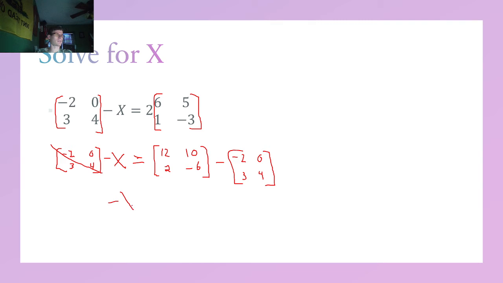Now we have -x is equal to, now we have to solve these ones. So 12 minus a -2 gives me 14. 10 minus 0 is 10. 2 minus 3 is -1. -6 minus 4 is -10. All right, so you should have that all set. But we have a -x. We can't have a -x, so we're going to have to multiply both sides by -1. That'll make everything in the matrix its opposite. That's how you solve that one.